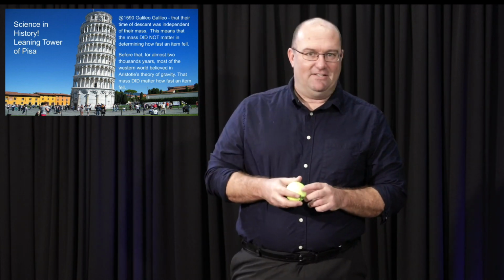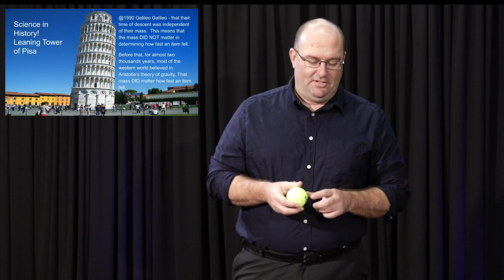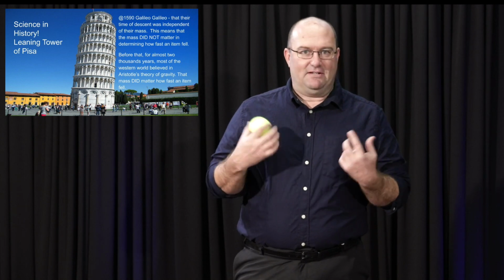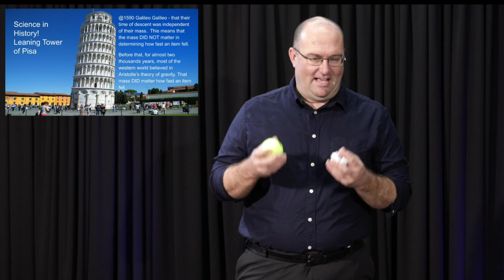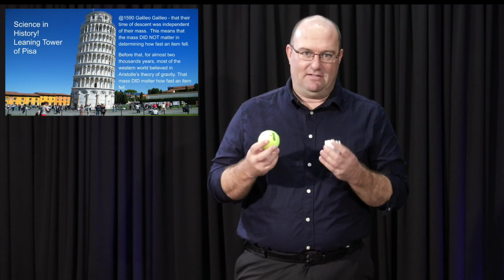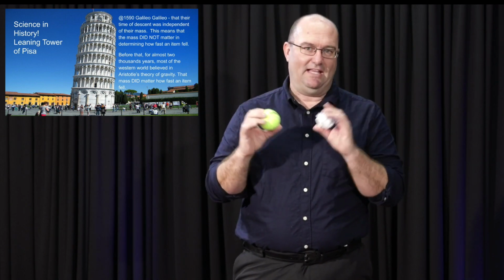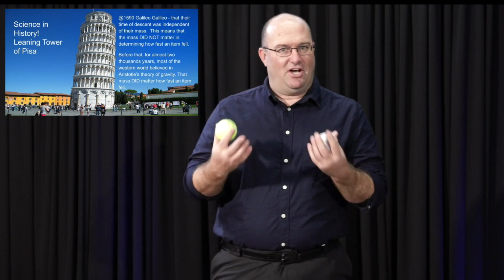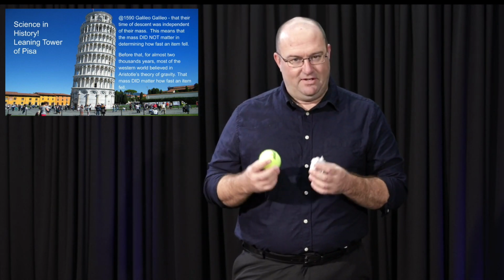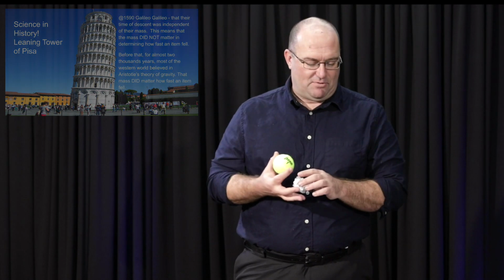Around 1590, so about 400 years ago, there was a gentleman named Galileo Galilei, and he made the hypothesis that mass did not matter, that if these dropped at the same time, they would hit the ground at the same time. Before that, for about 2,000 years, Aristotle, a Greek philosopher, thought that it did matter. So today we're going to experiment to see who was right.